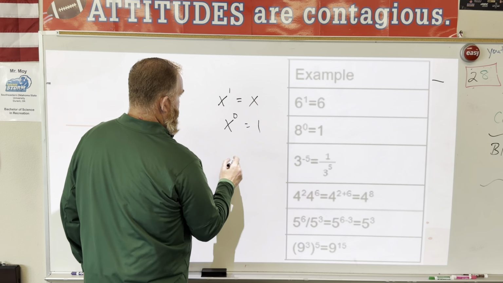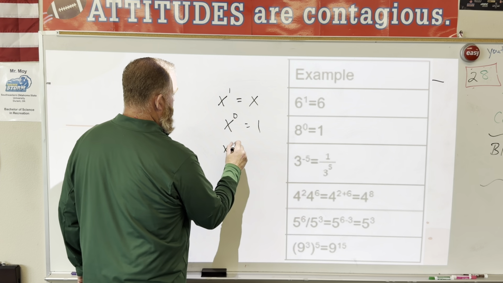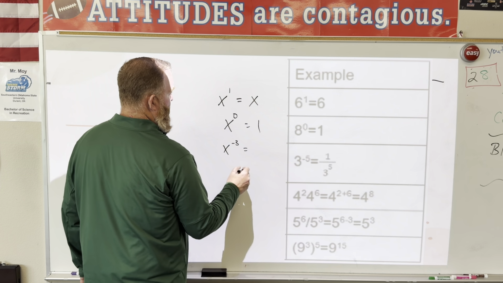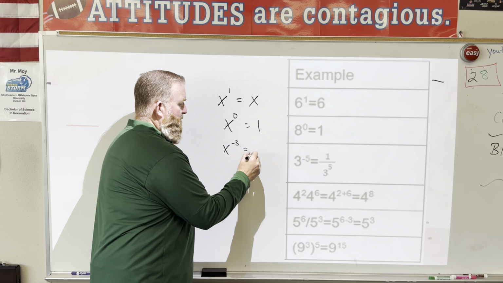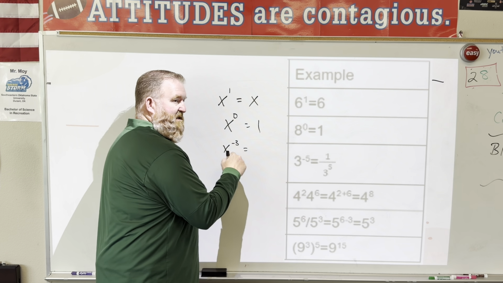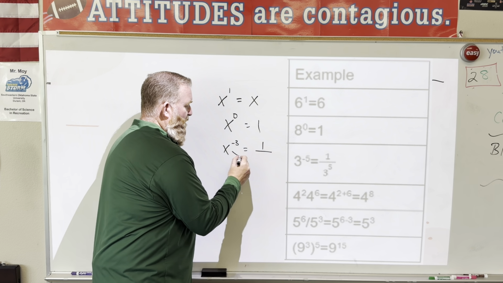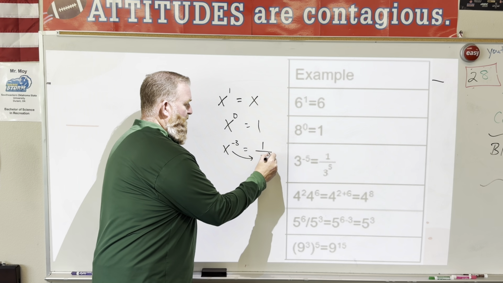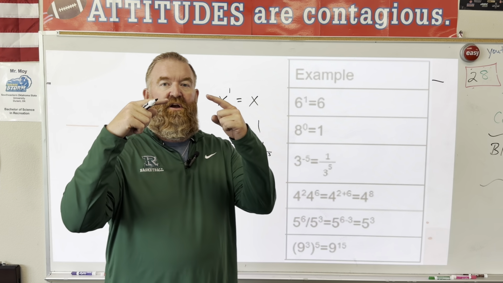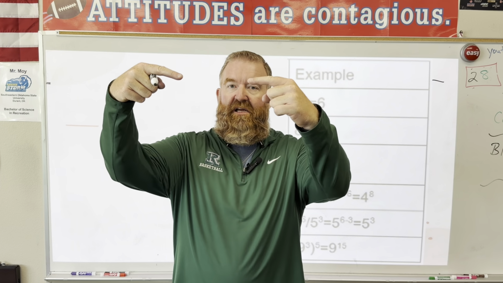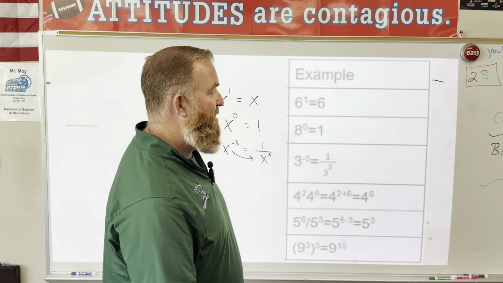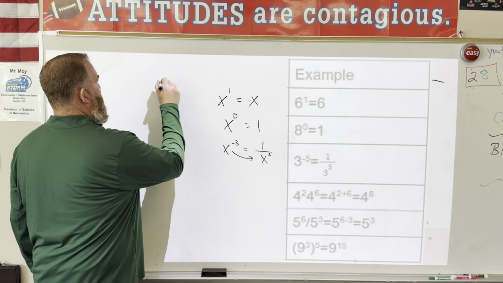Negative exponents. So if we've got x to the negative third, I'm going to flip it. In this case, I'm going to put it on the bottom: 1 over x to the positive third. Remember, if you have a negative exponent on the bottom, you flip it to the top and just make it positive.